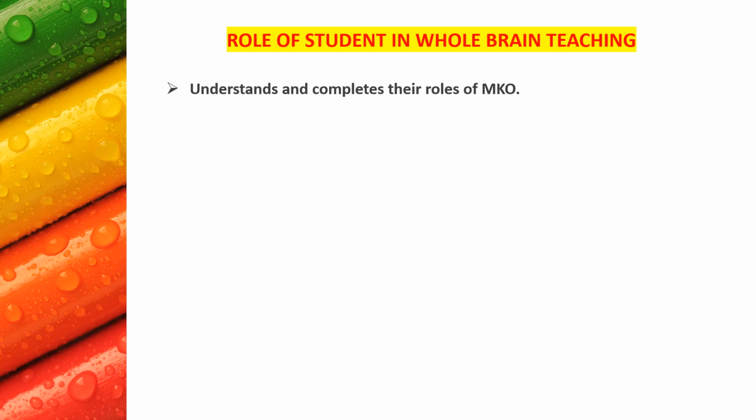The student takes an active part and understands that now I am assuming the role of the more knowledgeable one, so I have to understand and complete my role for it. Also, the students abide by the instructions given by the teachers. The rules of the classroom are followed by the students very carefully.